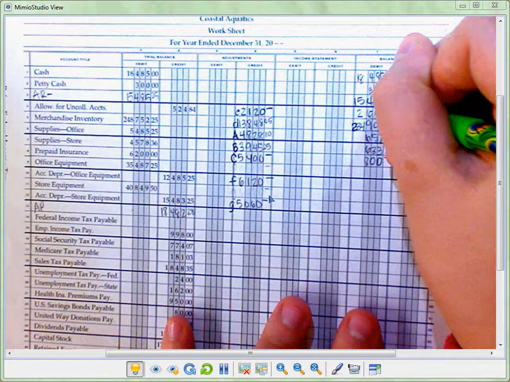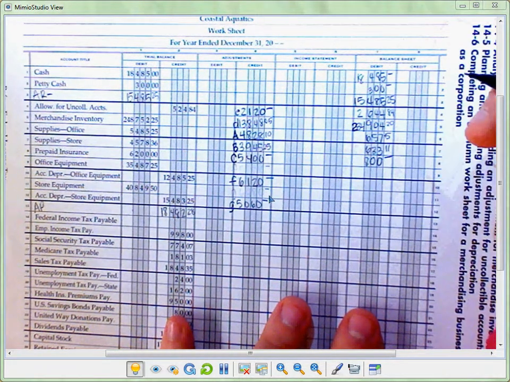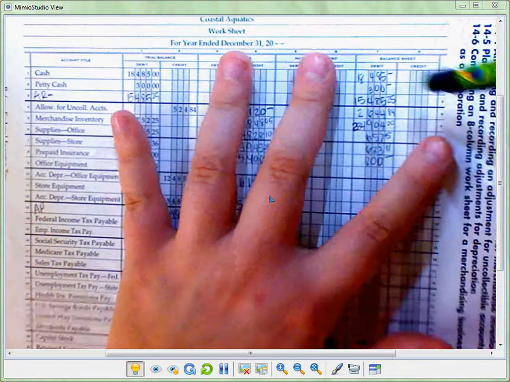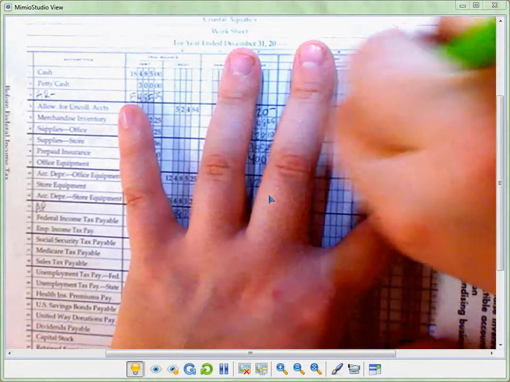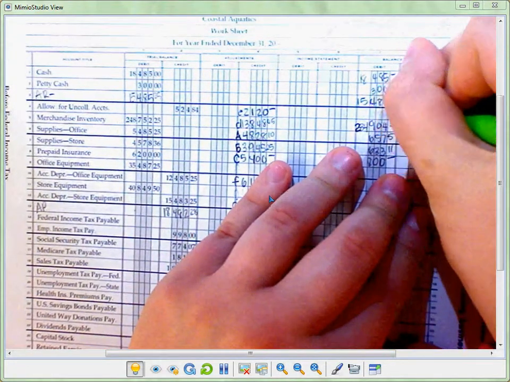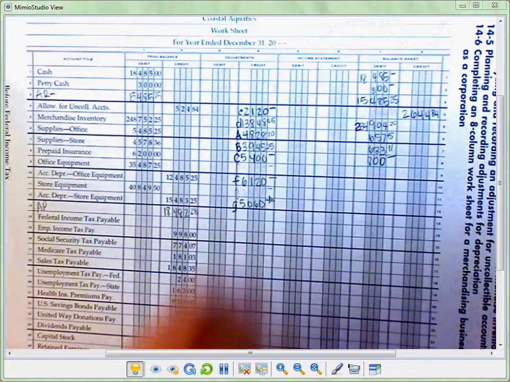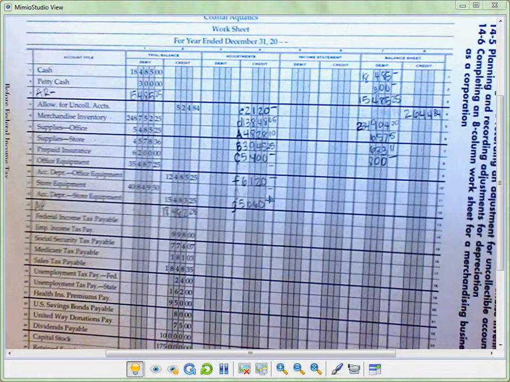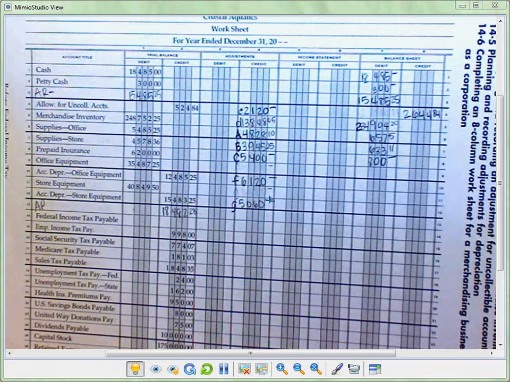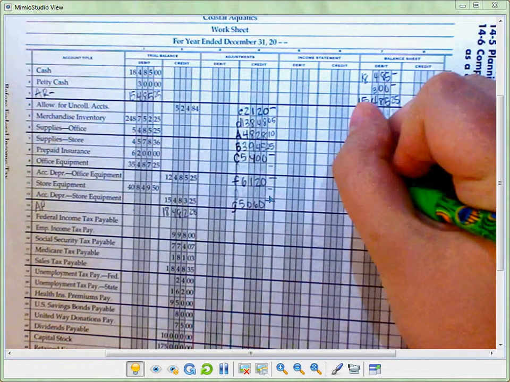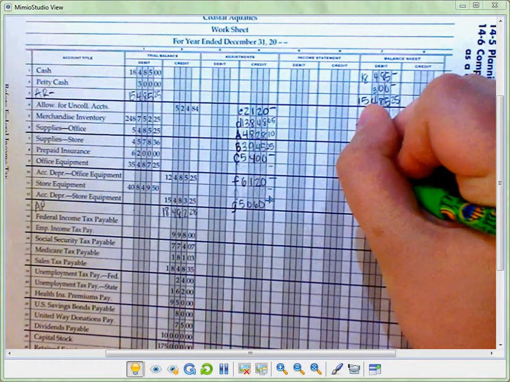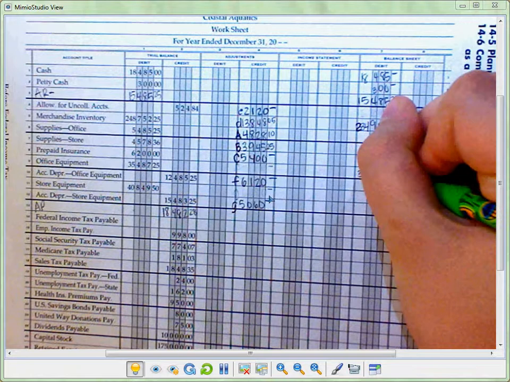$2,644.84. You put that in the credit and we get that. Okay, we should have those next four filled in, so we'll go down to office equipment. Debit of $35,487.25.